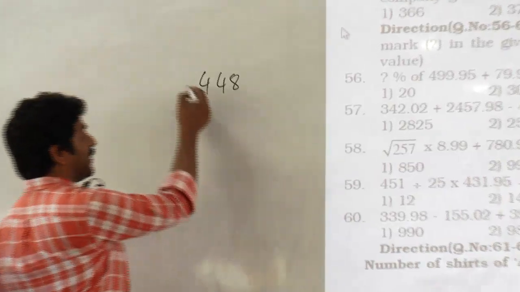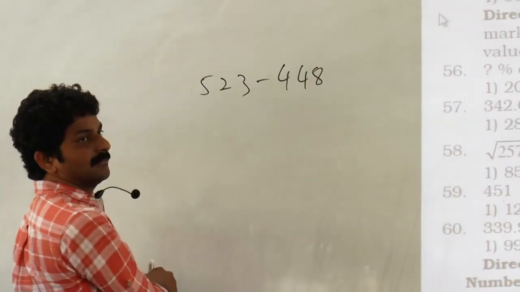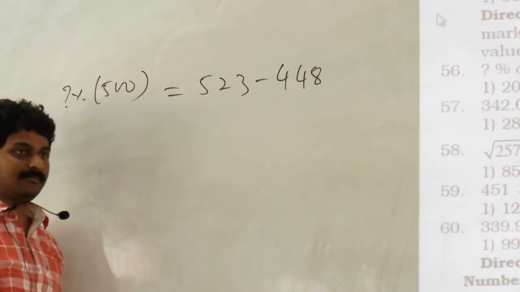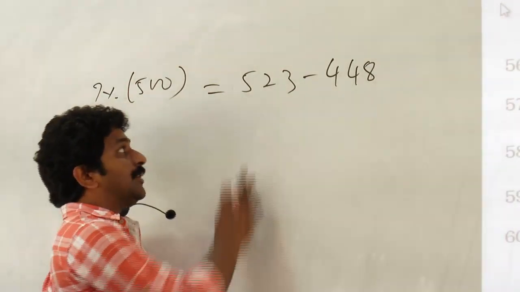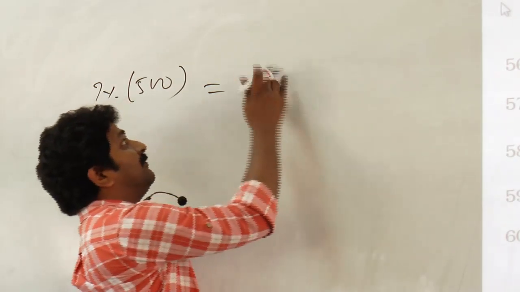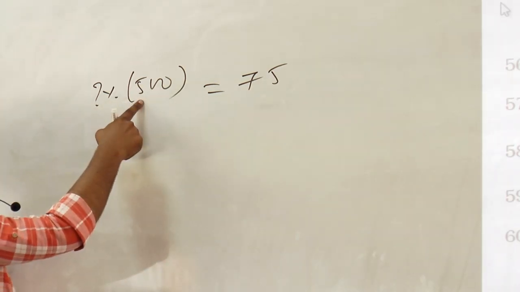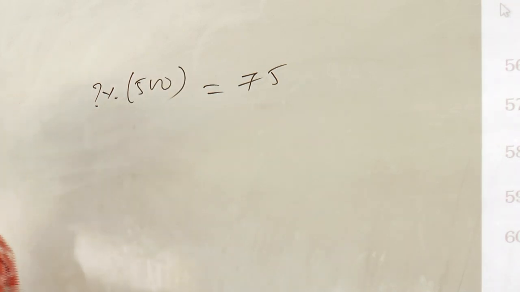You can write it as 448. Take this 448 to the right hand side, it becomes minus, and you already have 523, and that will be what percent of 500? How much is this? Subtract 500, add 52. 52, 75. 75 forms what percent of 500? 10% is 50, 5% is 25, 15% is 75. 15% answer.